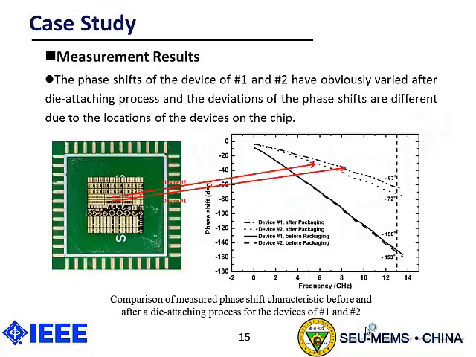The phase shift of the devices number 1 and number 2 has obviously varied after the die attaching process. This is the phase shift characteristic before the die attaching process. These are the ones after the die attaching process. And the deviations of the phase shifts are different due to the location of the devices on the chip, for device 1 and device 2 respectively.